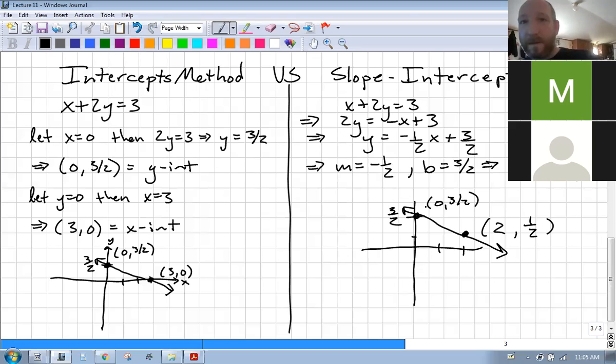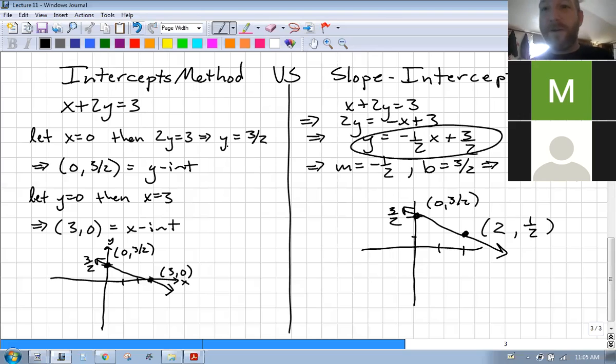Okay. So they're different. They're both related. Both of them involve intercepts. This one's typically easier, more versatile. But again, intercepts method, you find your 2 intercepts, you have 2 points, that makes a line. Slope intercept method, put it into slope intercept form. Now you know your slope and 1 intercept, the y intercept. Plot your y intercept, use the slope to find the other points.